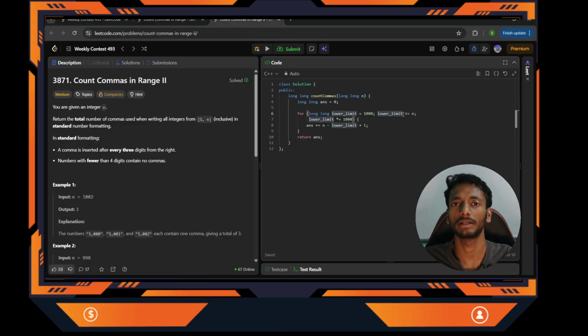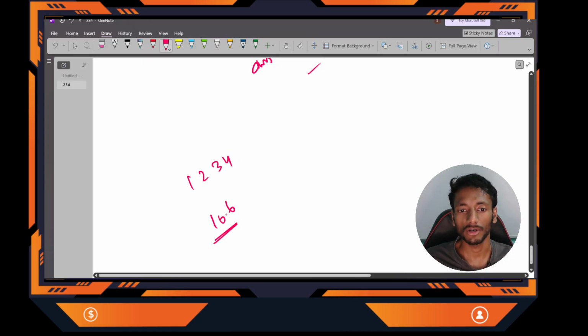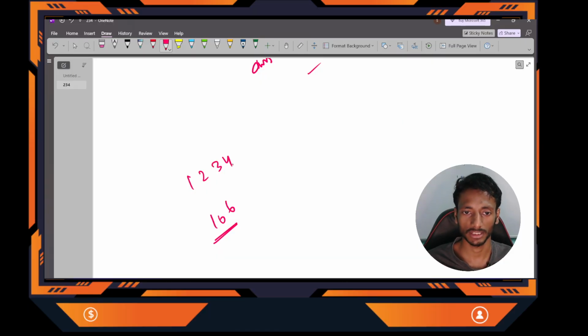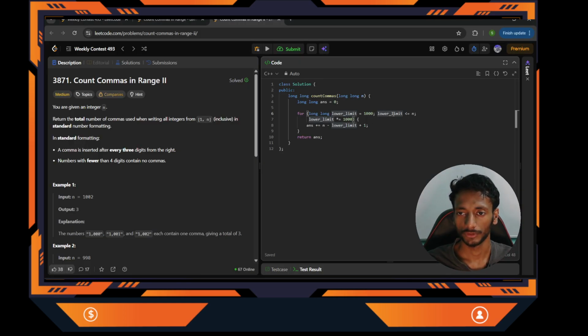If we cross the number, then we cannot place more commas. Suppose the current number is 1 2 3 4, and we have reached 10 to the power 6. Can we place 2 commas in this number? No, because this number has already crossed whatever number n I have. So that's why we cannot place any new commas, and I will stop there. So I will go up to less than or equal to n.